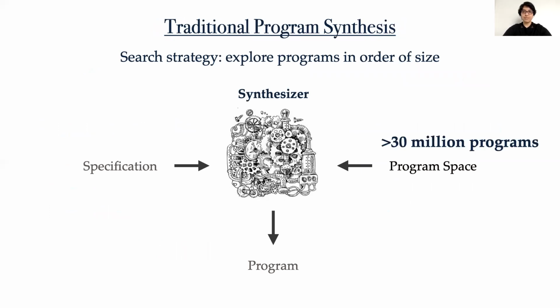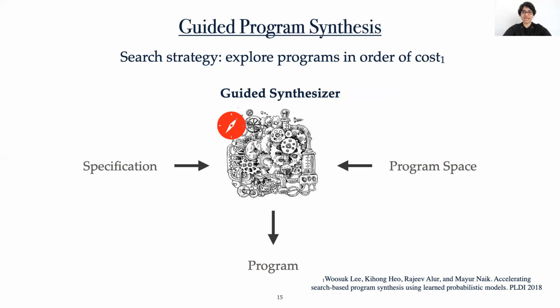To find a solution to our problem, a traditional synthesizer has to consider over 30 million programs, since there are that many programs of size equal or smaller than our solution. A traditional synthesizer we implemented times out after 20 minutes on this problem. One promising approach to speeding up the search is guided program synthesis. This approach assigns different costs to different programs, such that cheaper programs are more likely to be good solution candidates. The synthesizer then explores programs in the order of cost instead of size and is hopefully able to find the solution faster.